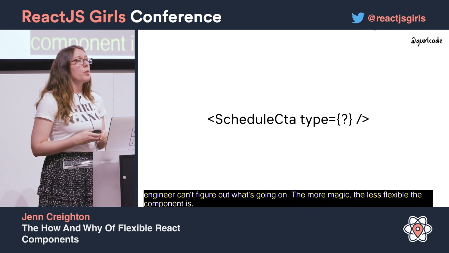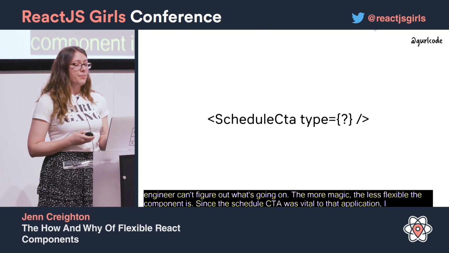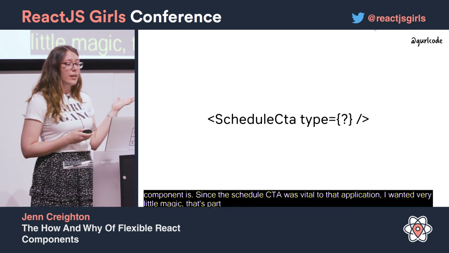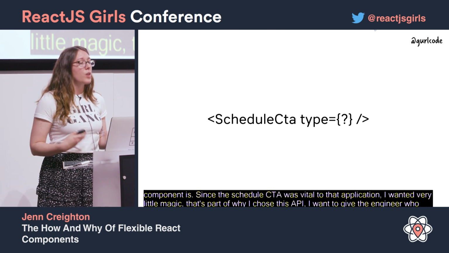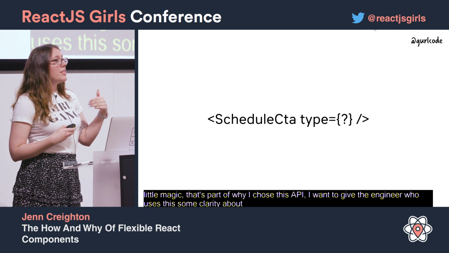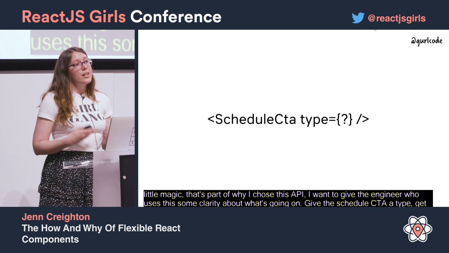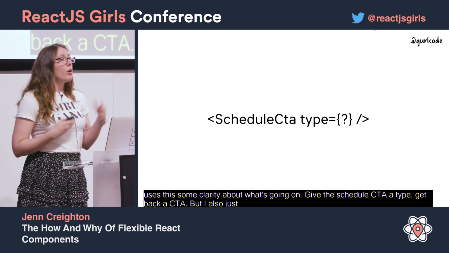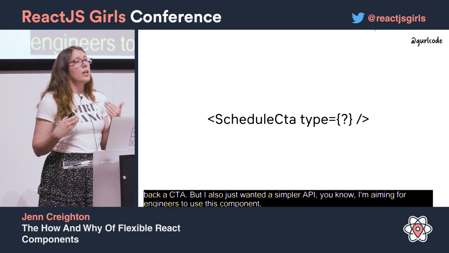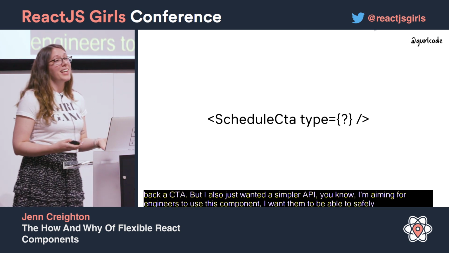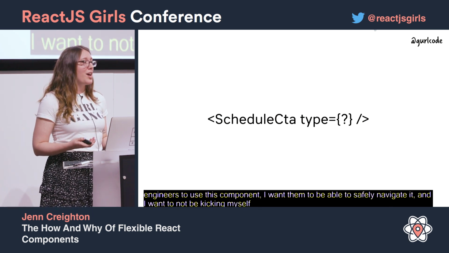Since the schedule CTA was vital to that application, I wanted very little magic. That's part of why I chose this API. I want to give the engineer who uses this some clarity about what's going on. Give the schedule CTA a type, get back a CTA. But I also just wanted a simpler API. You know, I'm aiming for engineers to use this component. I want them to be able to safely navigate it. And I want to not be kicking myself for code I won't be able to understand after a few months of not looking at it.